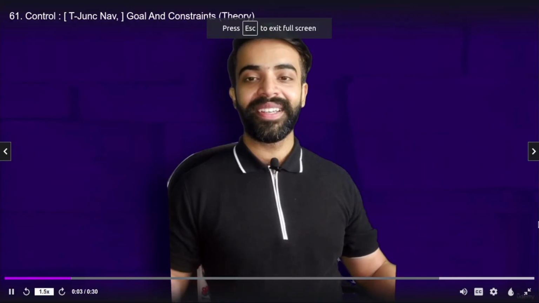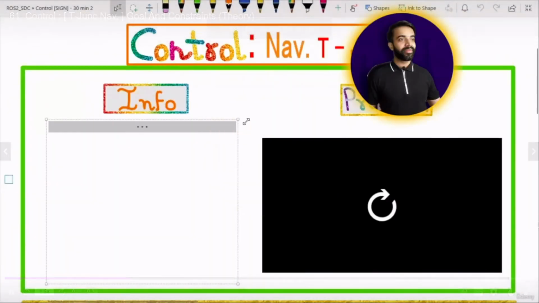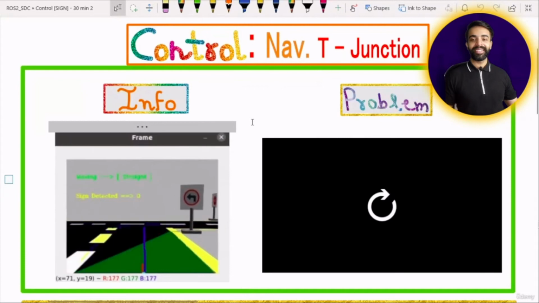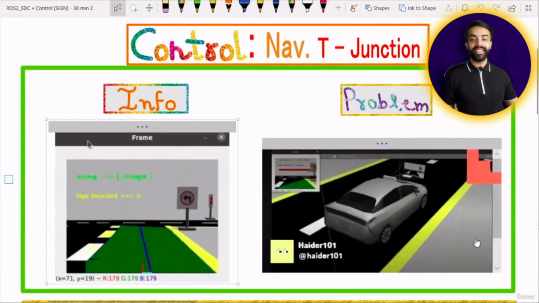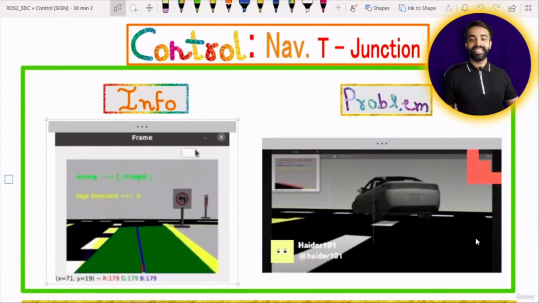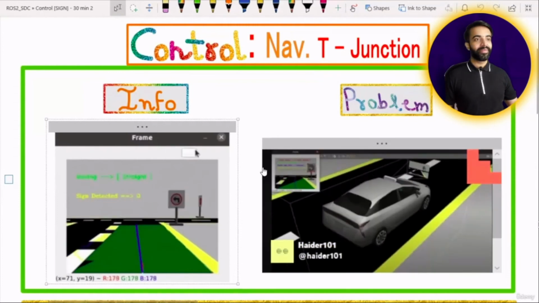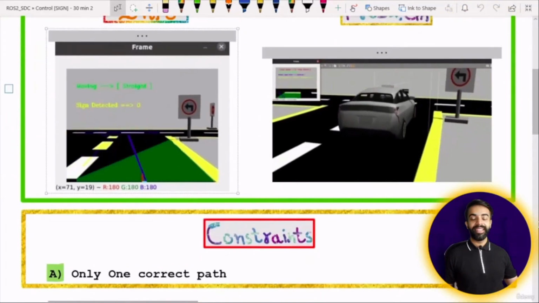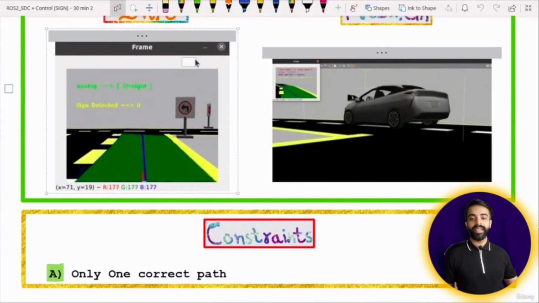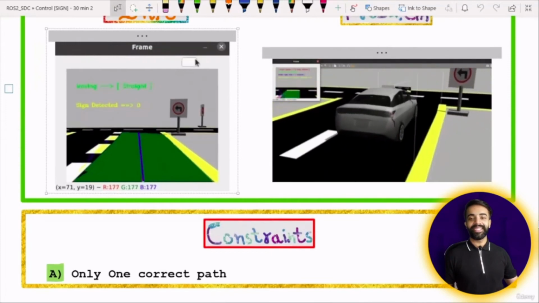Apart from the speed sign, there is an additional sign that we might come across. This is the left turn indicator. This signals the self-driving car how to navigate the T-junction by taking a left turn, as that is the correct path to go. Here we need to understand that there is only one correct path, and that is why the left turn was crucial for navigating the T-junction.